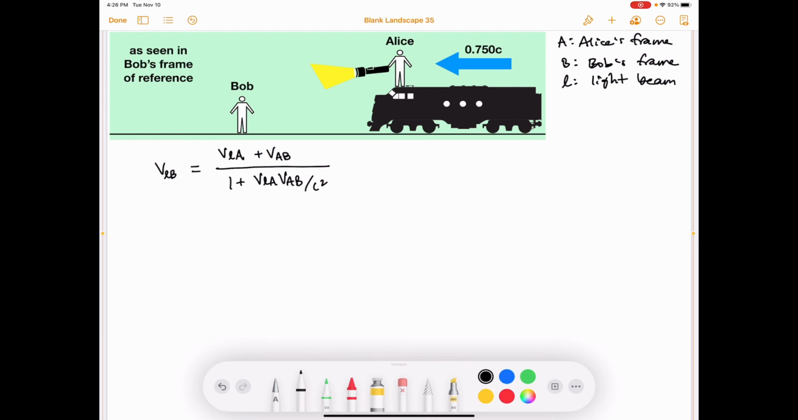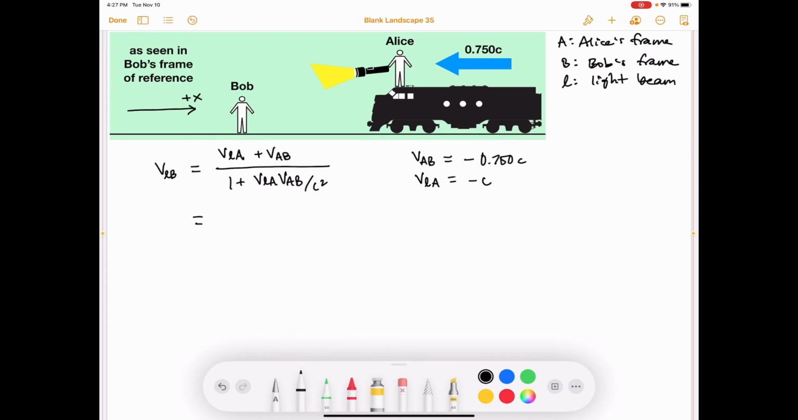So what do we know? Well, just like before, VAB is negative 0.750 C. I'm defining the positive x direction to be to the right, so Alice is moving to the left. That's going to be a negative velocity. And then VLA, the velocity of that light beam relative to Alice, well, that would be just minus c. It's moving at the speed of light, but it's moving to the left, so it has a negative sign.